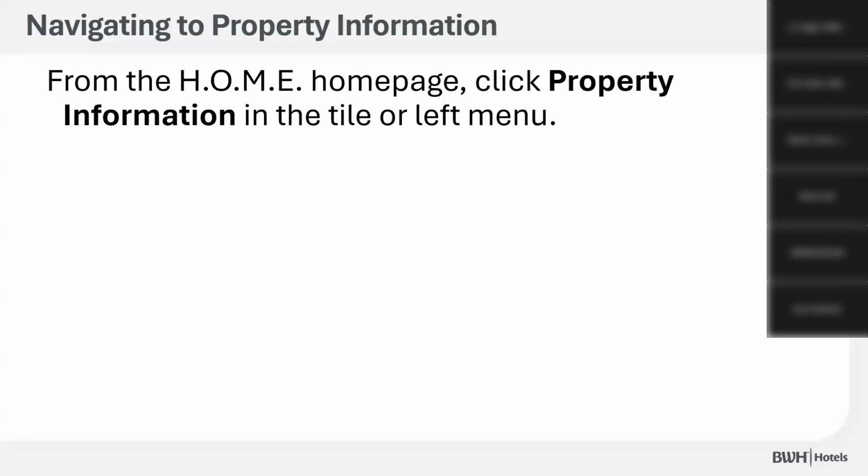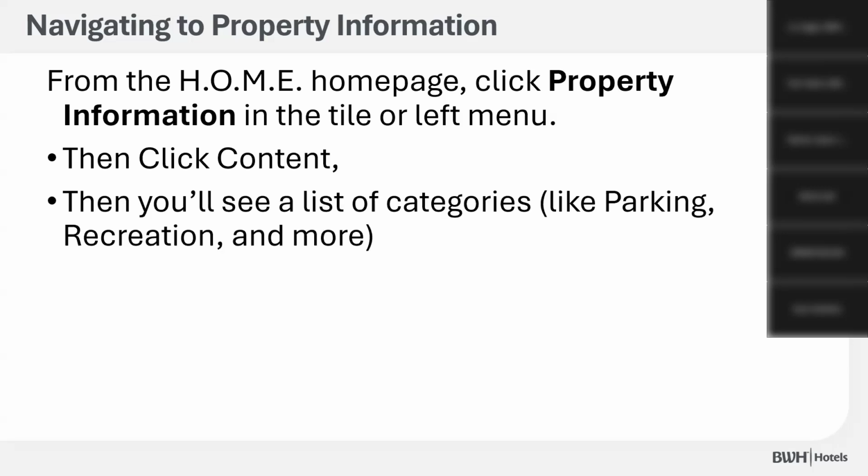So again, we're going to start with step-by-step directions. From the home page, you can click on Property Information in the tile that's in the middle of the page or on the left-hand menu. Then you'll click Content, and then you'll see all the categories such as parking, recreation, and more.